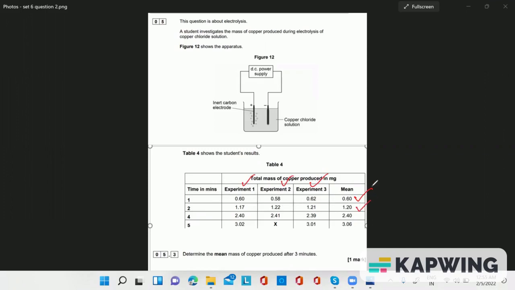The question is, determine the mean mass of copper produced after 3 minutes. The time is given as 1 minute, 2 minutes, 4 minutes and 5 minutes. So what we have to do is simply add the mean mass of copper produced after 1 minute, which is 0.6 milligram, and after 2 minutes, which is 1.2 milligram. If we simply add it, we get 1.8 milligram. The mean mass of copper produced after 3 minutes will be 1.8 milligram.